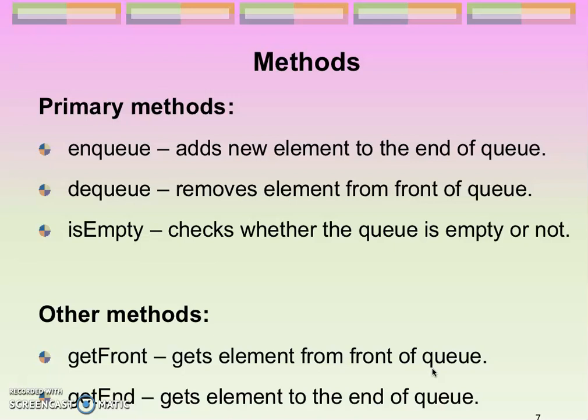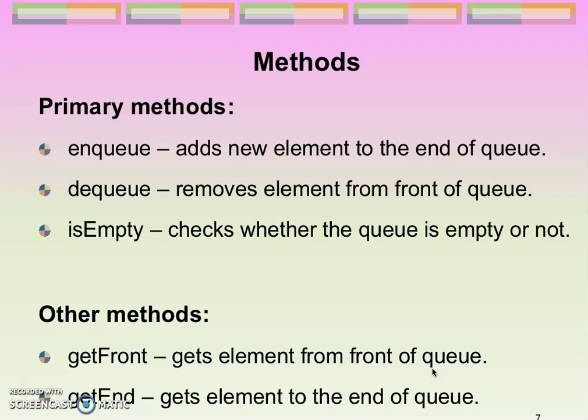Okay, here are a few of methods that we are going to use for queue data structure. So we have this primary method and also the rest of the methods. Okay, for our primary method for queue data structure, the first one we have Enqueue. Okay, Enqueue means that we add new element to the end of queue.